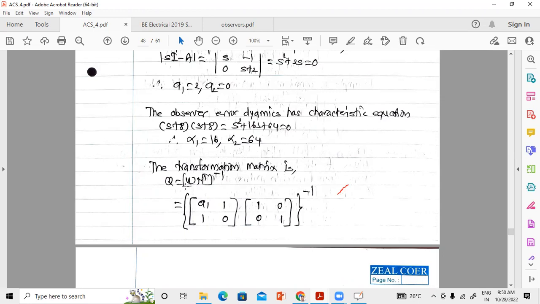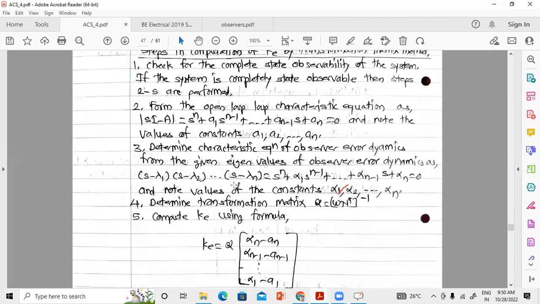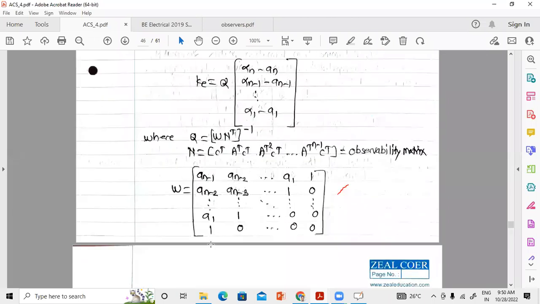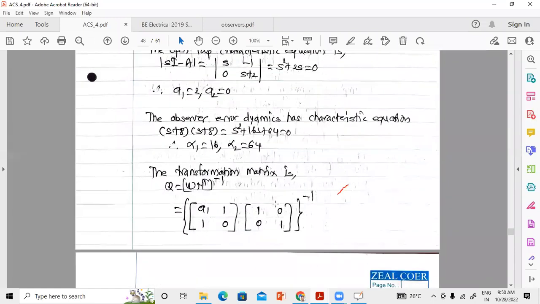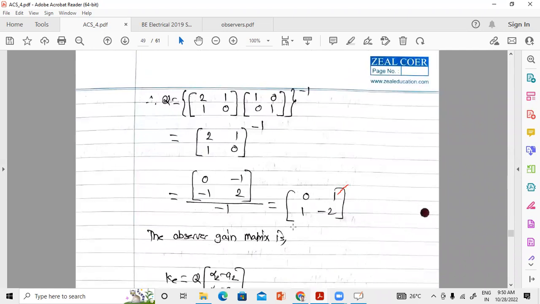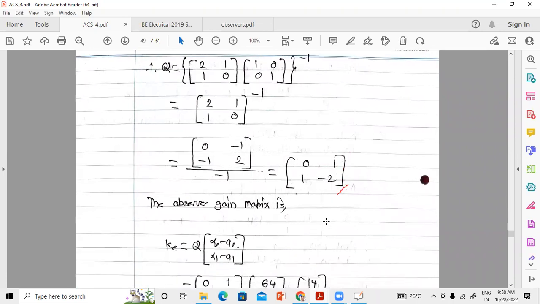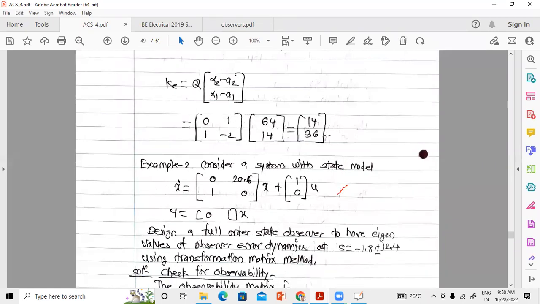And matrix transformation Q is equal to (W N transpose) inverse. This W is given here. From this, W is written as 1 0 0 1, and that's an inverse. So we get the answer as 0, 1, 1, minus 2. And after that, we calculate Ke as 14, 36.